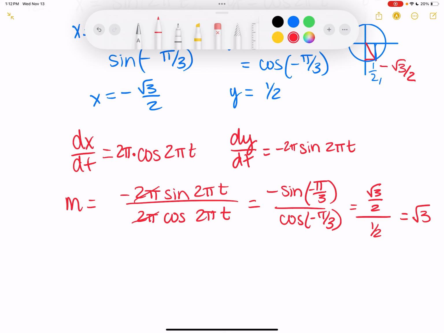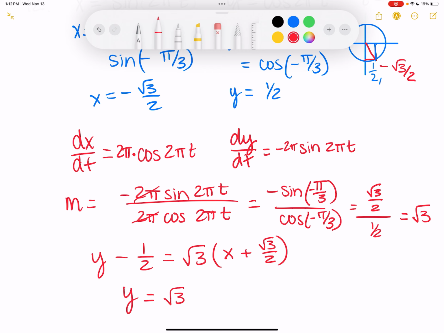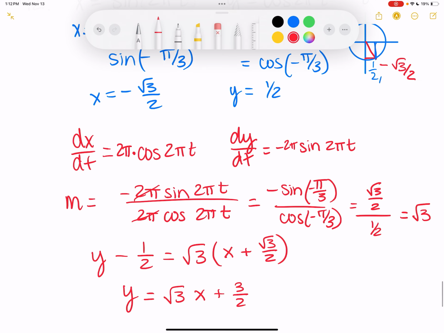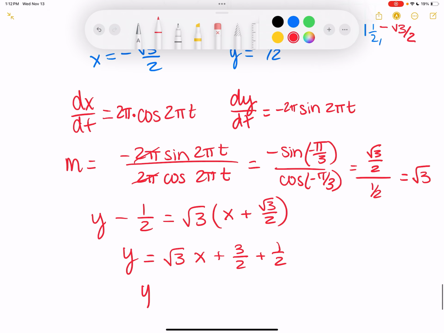So how do I write the equation of my line? y minus 1/2 is equal to root 3 times x plus root 3 over 2. So then I get y equals root 3 times x plus 3 over 2 plus 1/2. So y equals root 3 x plus 2.